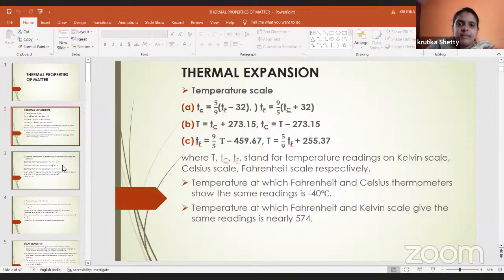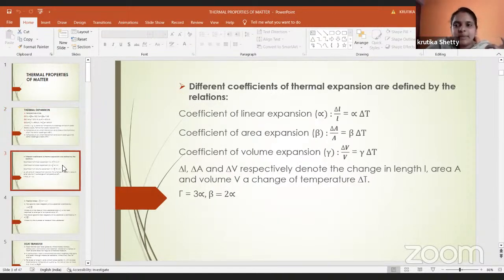Okay? Then we have thermal expansion. What is thermal expansion? If you consider any object and heat it, it will start expanding. Whatever expansion you see due to the heat is called thermal expansion. We have three types of thermal expansion. Linear expansion, where the length increases; aerial expansion, where the area increases; and volume expansion, where the volume increases.